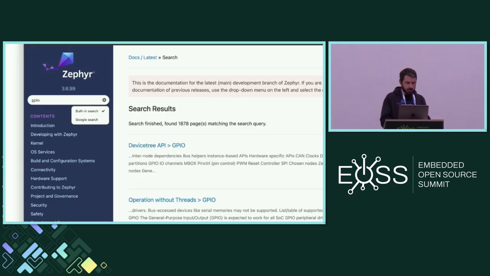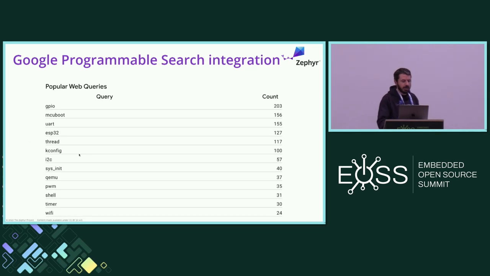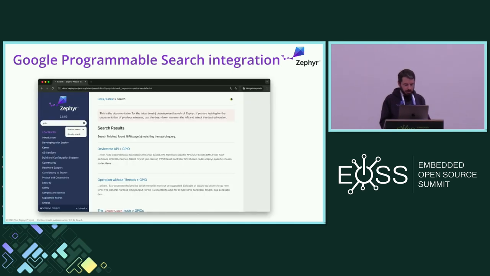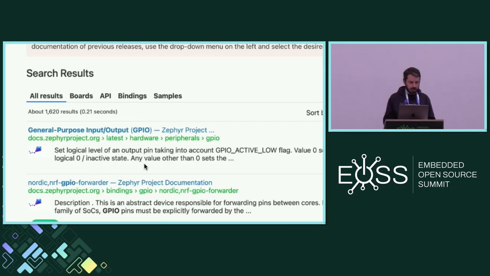And it's interesting that we now have access to those kind of statistics. GPIO is the top search term. If you try and search for GPIO using the old system, not even the top three results were really useful. Now it's better because you get the real thing as the first result.